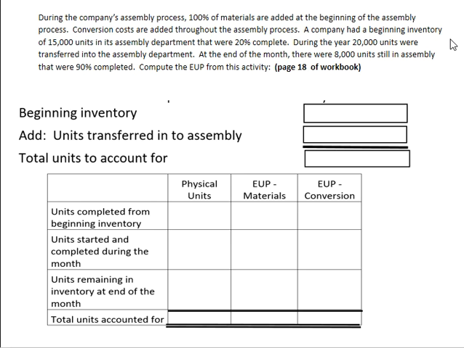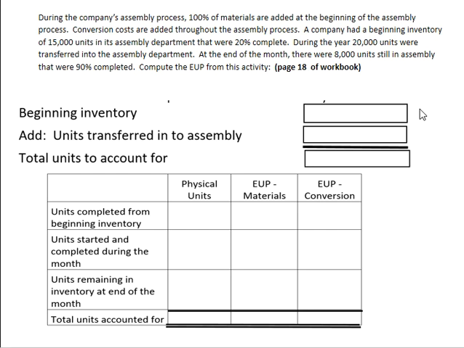A company had a beginning inventory of 15,000 units in its assembly department that were 20% complete. During the year, 20,000 units were transferred into the assembly department. At the end of the month, there were 8,000 units still in assembly that were 90% completed. So compute the equivalent units of production from this activity.